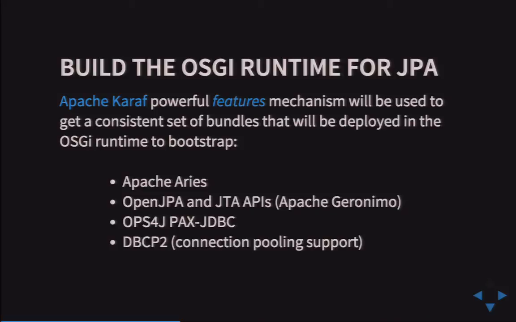So I think that is particularly useful for JPA, because creating an OSGi runtime for JPA is quite time-consuming, because you need different pieces together. You need Apache Aries as a wrapper, as an implementer for JPA specifications, of OSGi specifications. Then you need a provider for JPA, which could be OpenJPA. Then you need the distributed transaction provider, which could be Apache Geronimo. Then you have to set up your data sources to interact with the database. And for that, you need another project that could be OPS4J Pax JDBC. And finally, you probably want to add also connection pooling support. And for that, you need another set of bundles that are the DBCP2 project.